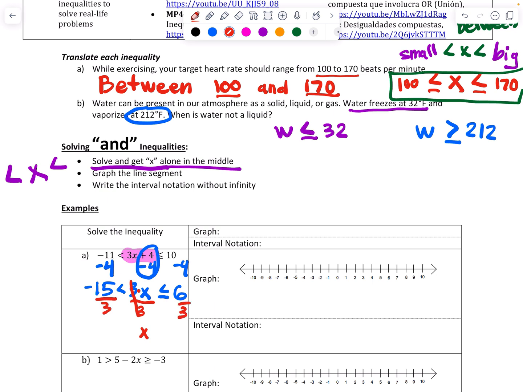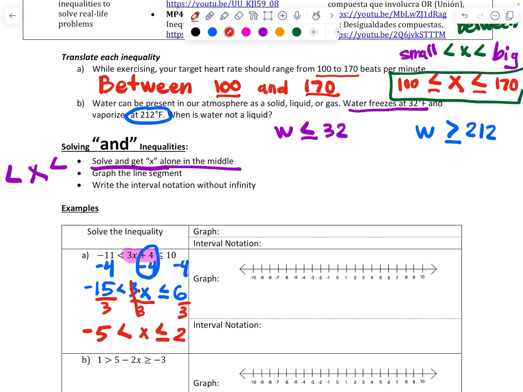Negative 15 divided by 3 is negative 5. 6 divided by 3 is 2. Now, because I divided by a positive number, my symbols stay the same. So that's my solution. X is between negative 5 and 2.